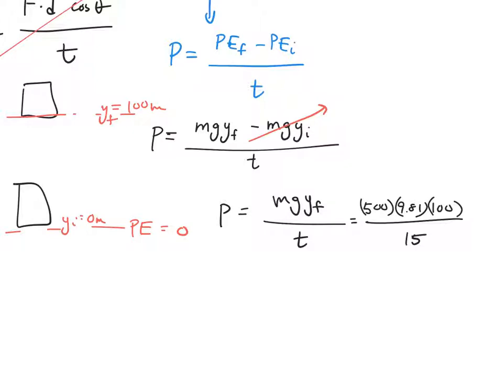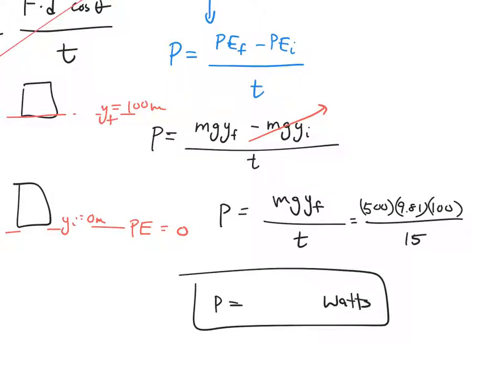My units are all good because I look at the values, right? I'm told the mass is 500 kilograms, which is a SI unit. I'm told that the height change is 100 meters, also SI unit. And the time period is 15 seconds, also an SI unit. So these three units are all good. So I know that the power will have the default units to it. The default units to power are watts.